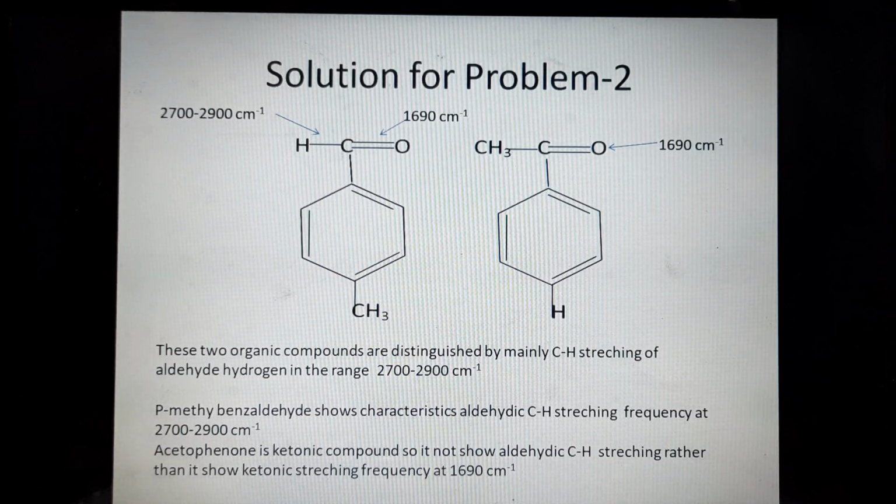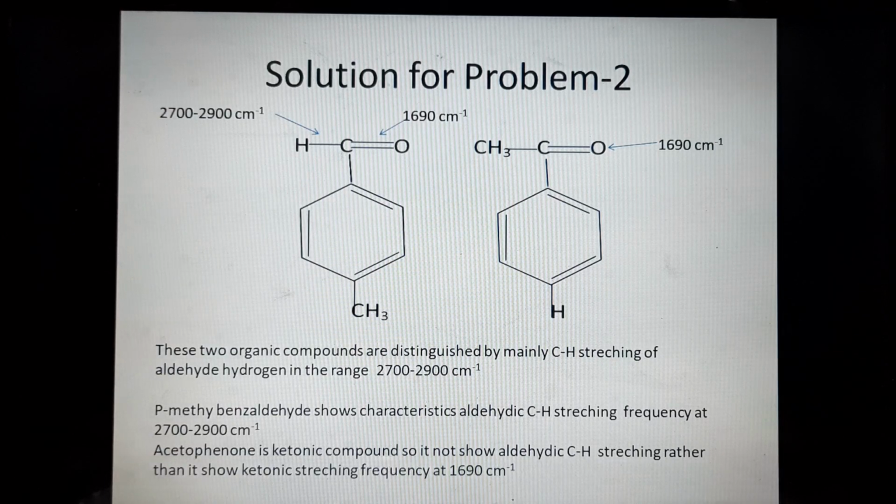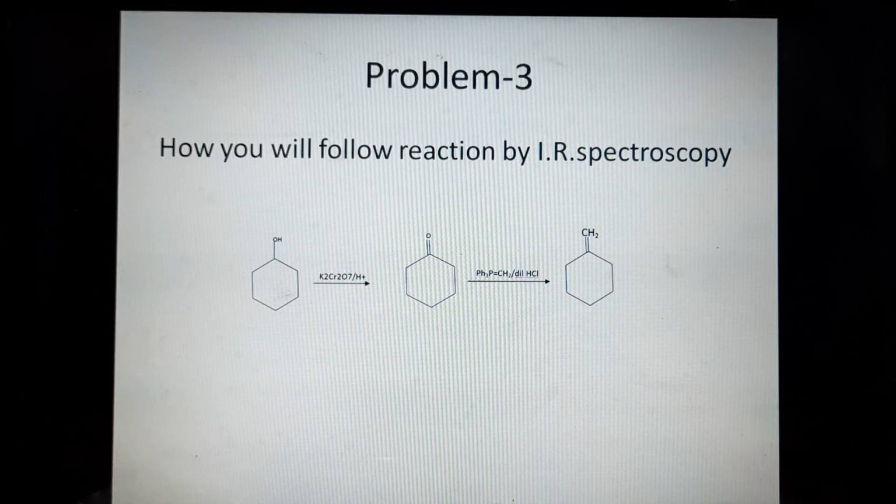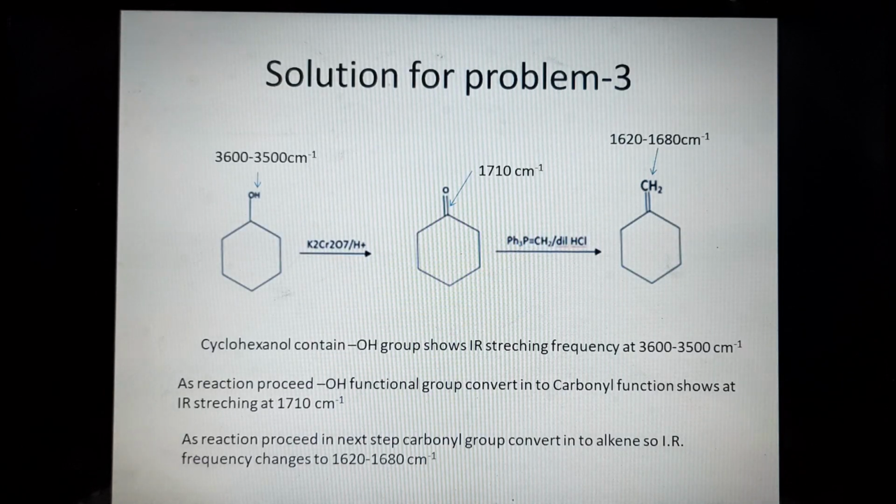Now we move towards the next problem. In our next problem, how we will follow a reaction by IR spectroscopy. In this reaction, the starting compound is cyclohexanol, which shows IR stretching frequency at 3600 to 3500 per centimeter.